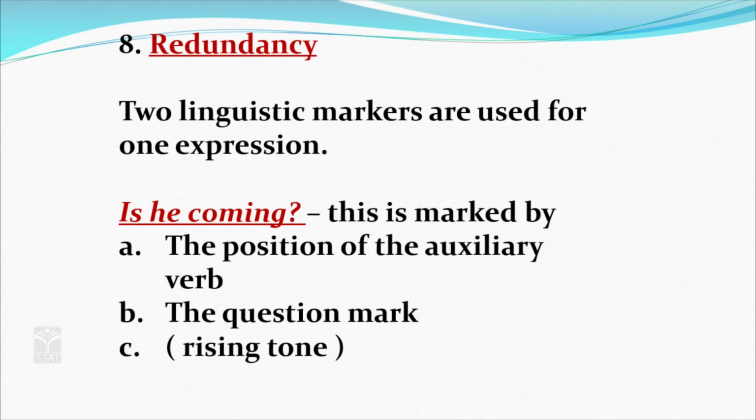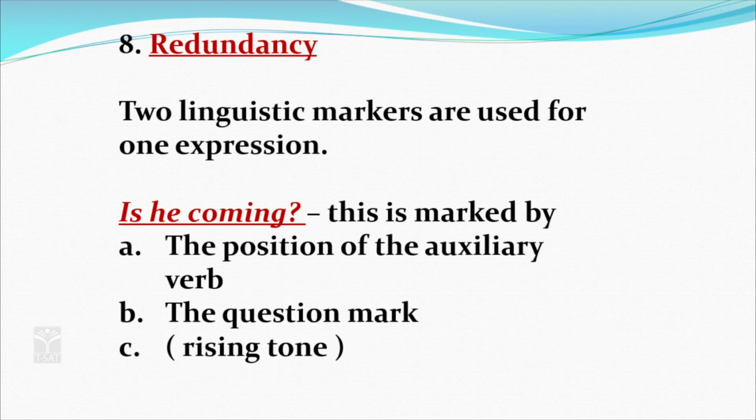Because language is arbitrary. Sometimes one word may refer to more than one thing. For example, you can say mouse. Mouse can be an animal, at the same time mouse can be the computer peripheral. So language is arbitrary. And the other one is redundancy, which means two linguistic markers are used for one expression.